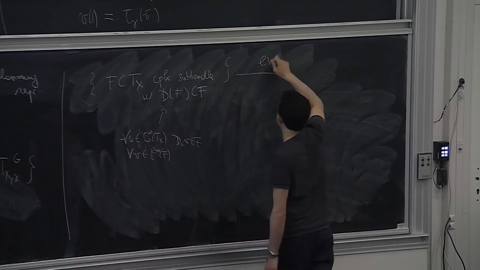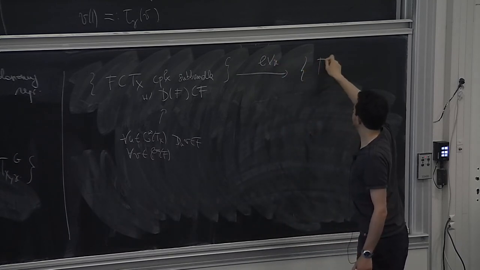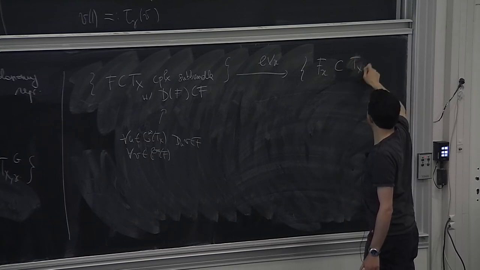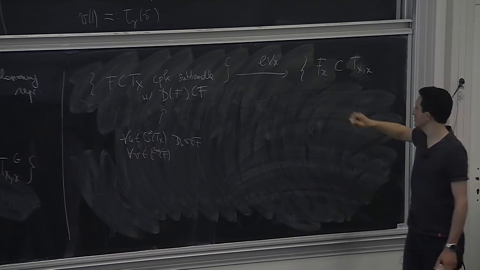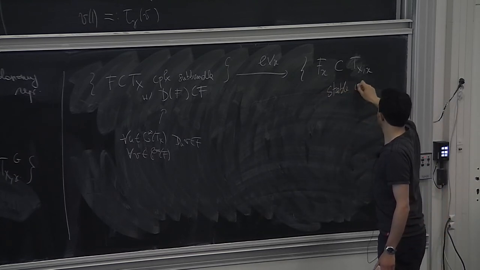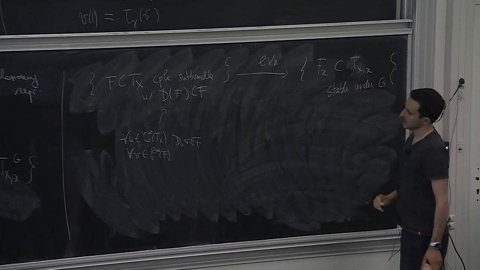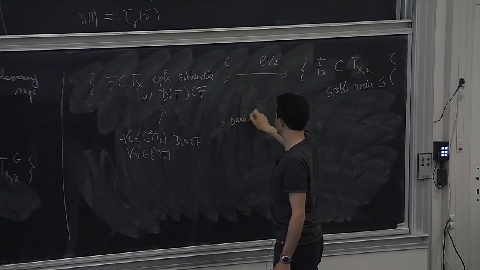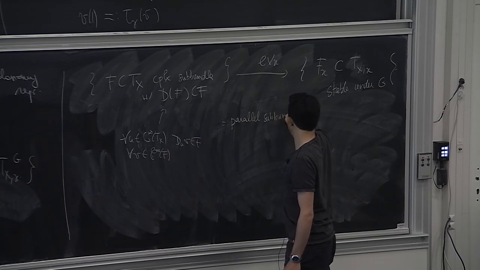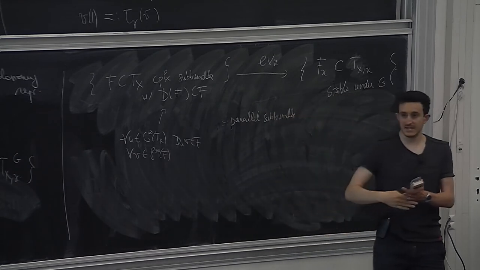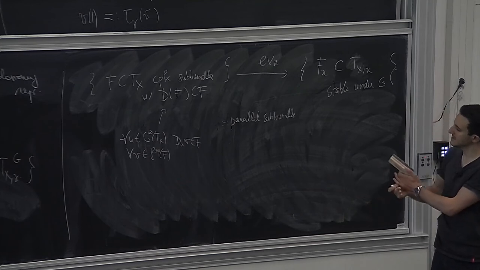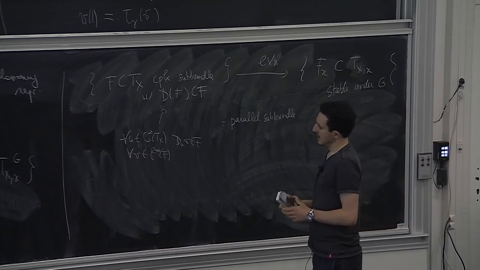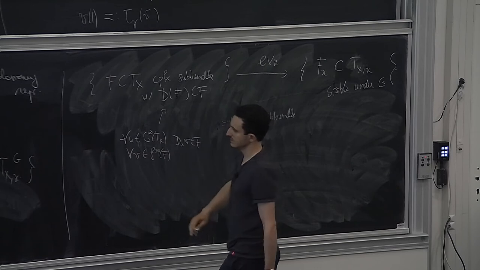The evaluation map at x, and you get Fx in Tx X, which is stable under G. Okay, and that you call the parallel bundle, parallel subbundle. It just means that whenever you take derivatives in any direction of tensors in F, they stay in F. And that's called the holonomy principle, this correspondence here.